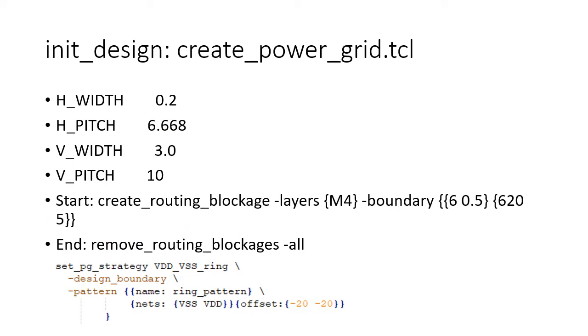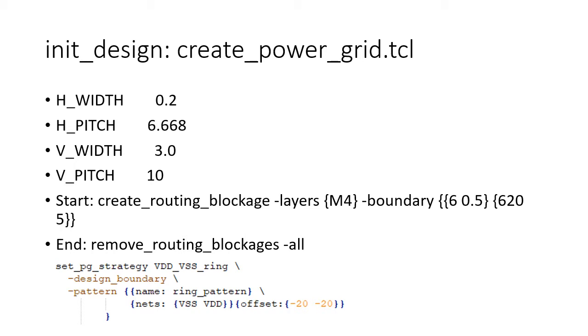In the create power grid.tcl, I have done these changes to the edge width, and I have increased the horizontal pitch, and the vertical pitch is 10. I created the horizontal blockages on layer 4.